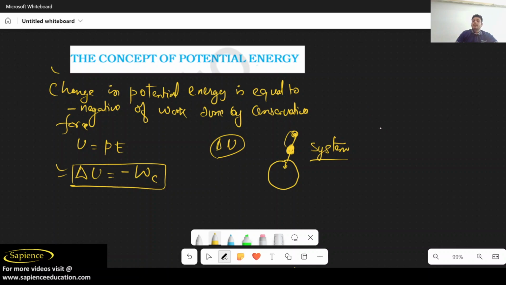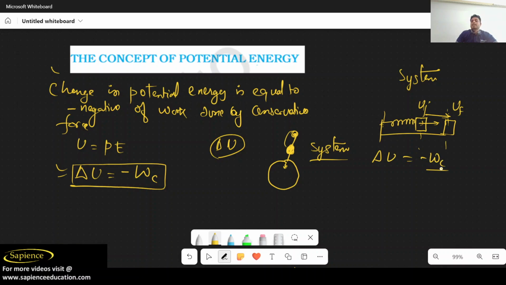Another example I will give you is a spring mass system. For example, there is a spring and there is a mass. If I apply a force here, this spring mass system will be displaced from here to here. So this spring mass system is your system, and there is a change in potential energy. Earlier it has some potential energy, Ui. After a while there is a potential energy Uf. So this change in potential energy will be the negative of the work done by conservative force.